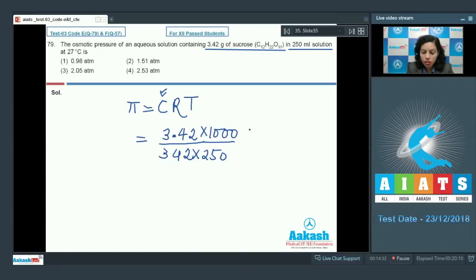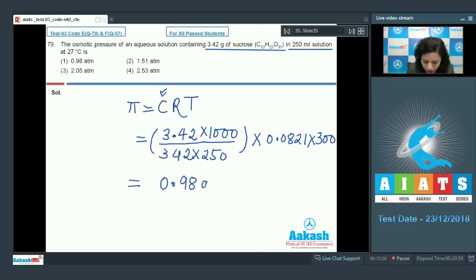This would be the value of concentration, then the value of R. And in this case, we have to take the value of R in liter atmosphere per Kelvin per mole. So that value is 0.0821. Then the T value is also given, that is 27 degrees Celsius. What does it mean? It is 300 Kelvin. If you solve this, you will find out that the answer would be 0.98 atmosphere. This is your pi value. And let's check the option. That's option 1 in which this answer is given. And that's why I'm choosing it as the correct answer.